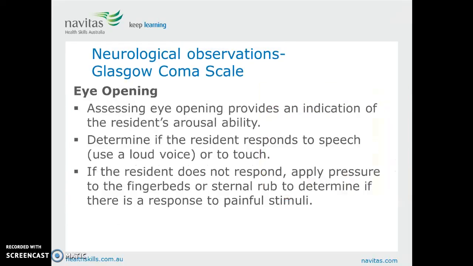Eye opening. Assessing eye opening provides an indication of the client's arousal ability. Determine if the client responds to speech, so you can use a loud voice, or to touch. If the client does not respond, apply pressure to the finger beds or sternal rub to determine if there is a response to painful stimuli.